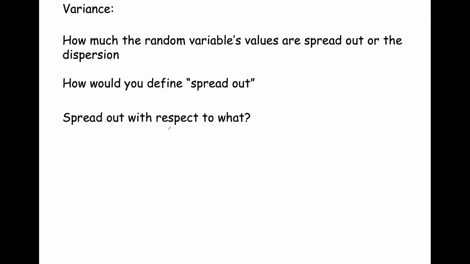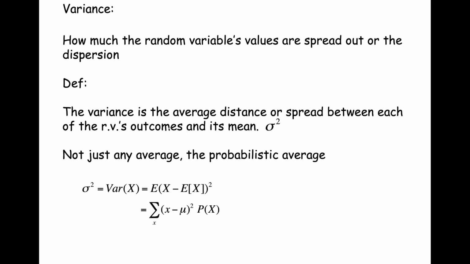And so this idea then about spread out, what does spread out mean? How do we measure that mathematically? Spread out with respect to what? The center. So let's take a look at this. The variance describes how much the values of a random variable are spread out, or the dispersion. It's the average distance or spread between each of the random variable's outcomes that you observe and its mean. For the variance, you use the symbol sigma squared.